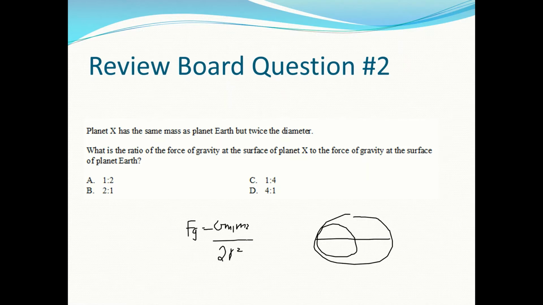So if it's got twice the diameter, it's got twice the radius. So we just have to multiply this by 2, and we have to square it. So we're not making any changes to the top. But on the bottom, we're changing by 2 squared, which is 4. So if it's got twice the radius, it's going to have a quarter of the force of gravity. So what is the ratio of force of gravity of X compared to force of gravity of Earth? So Earth should have 4 times more. So Earth would be 4 times bigger because X should have 1/4. So C is the correct answer.